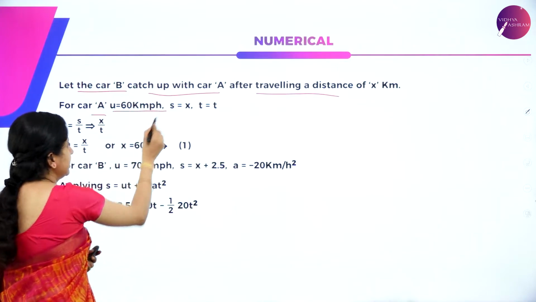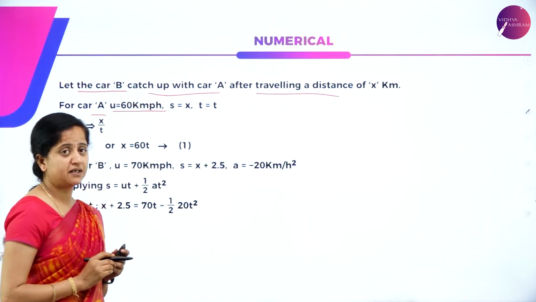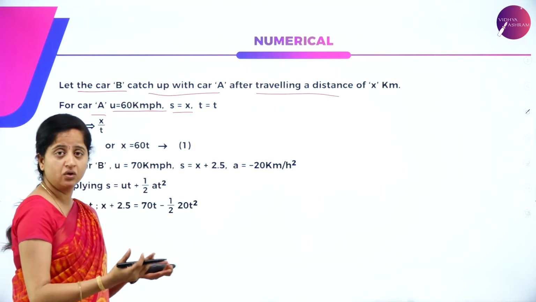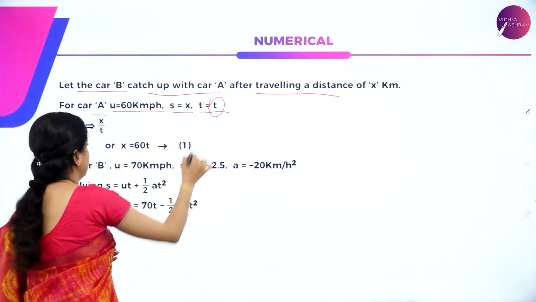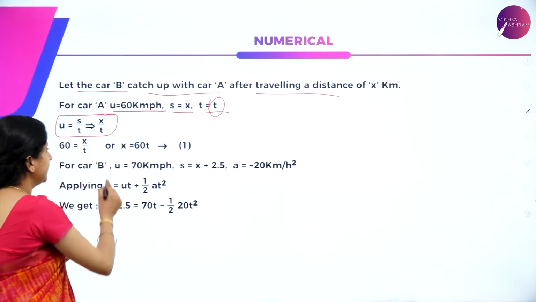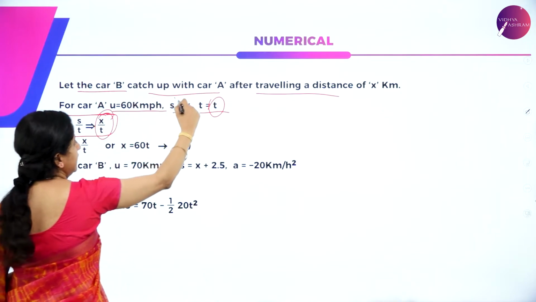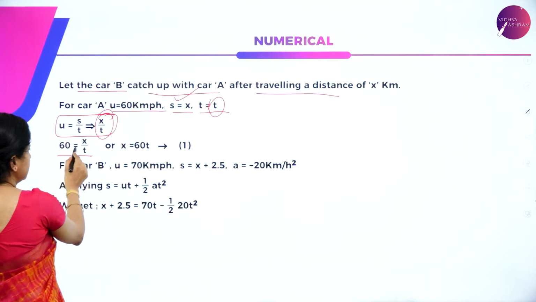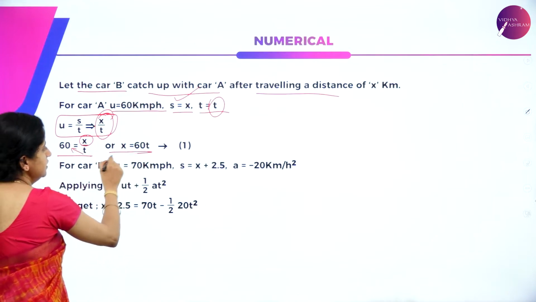For car A, it is given that 60 km per hour is the speed. So u is 60 km per hour, and the displacement or the distance they travel is x, which we don't know and have to find, and the time we also have to find, and let us consider it as t. Now we have a formula: speed is equal to distance divided by time. Distance is nothing but s and t is time, which can be written as x by t as per our consideration. Now u is 60, known to us. So 60 is equal to x divided by t, or the distance x is equal to 60t.